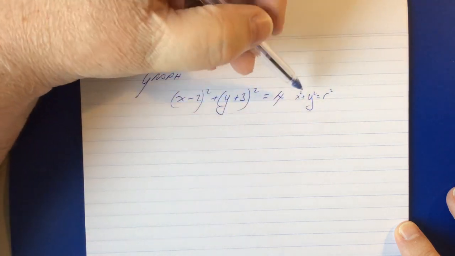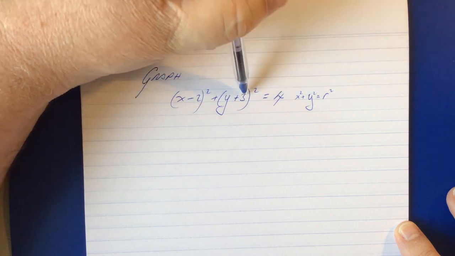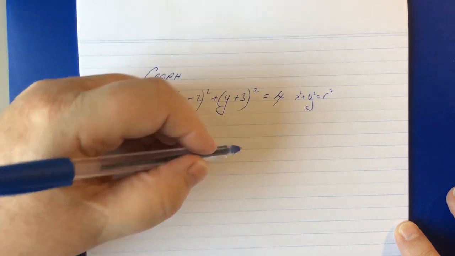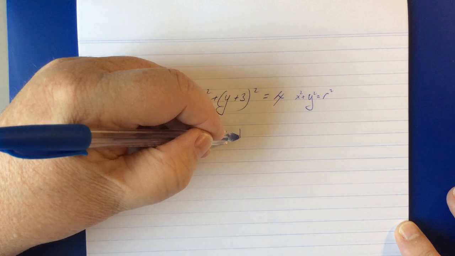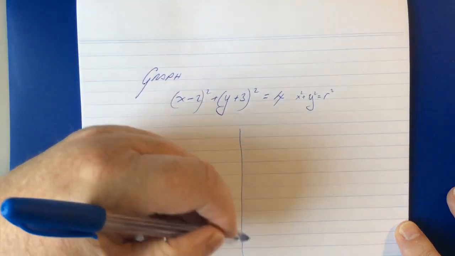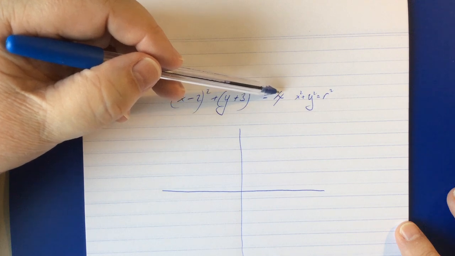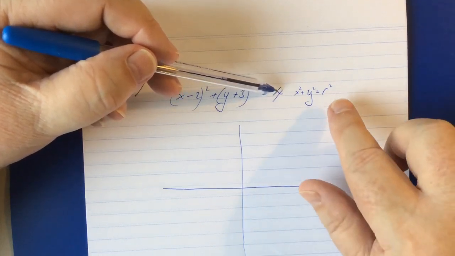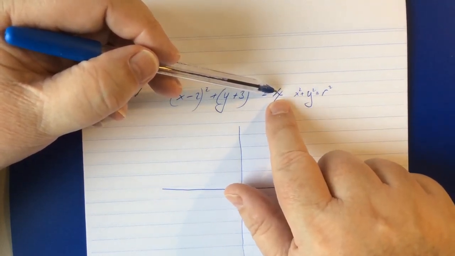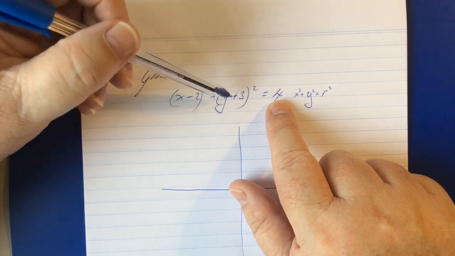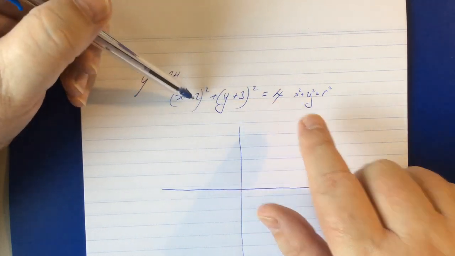Hopefully you recognize it as something that's related to the standard circle equation, but it has these complicating factors. What we can tell immediately is that the radius of this thing is going to be 2. It's going to be the square root of 4. The question is, what do these do?